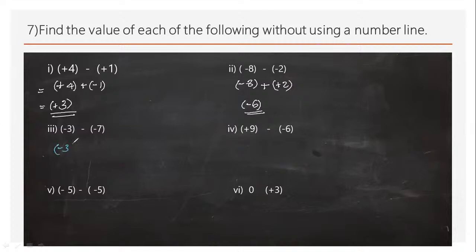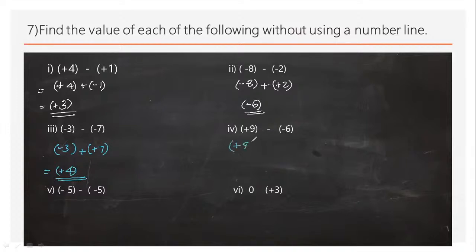Minus 3, the additive inverse, we have to write this one as plus 7. Then add plus 7. Now take the difference, the signs are different here. Take the difference. 7 subtract 3, 4. Then plus 4. Now go to the next one.